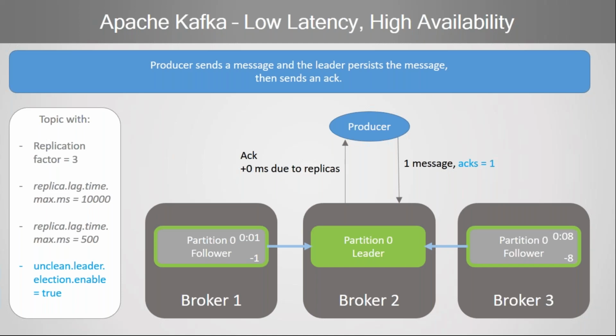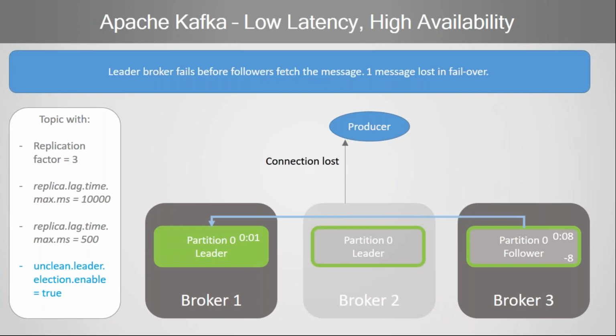The producer says, I'm sending you a message, and it sets acks equals 1. That basically means it only requires the leader to have written it to its log. It does not require the followers in the ISR to have also written it. Even though partition 0 on broker 3 is right now 8 seconds of lag, the leader is able to send an ACK as soon as it's written to the local log. So it's getting 0 extra milliseconds due to the replicas.